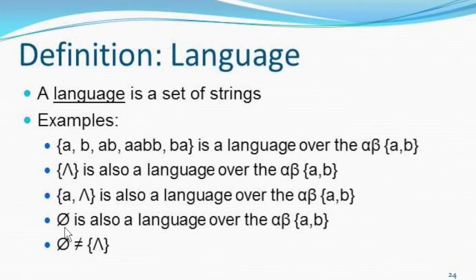The empty set is indeed a language over the alphabet AB. I mean, the empty set is a set, right? It's a set of strings if you want to say it's a set of strings, so sure. The empty set is a language over the alphabet AB. And let me just be very careful here to point out that the empty set is not the same as the set containing lambda. This set here has one element. The set on the left has 0 elements.